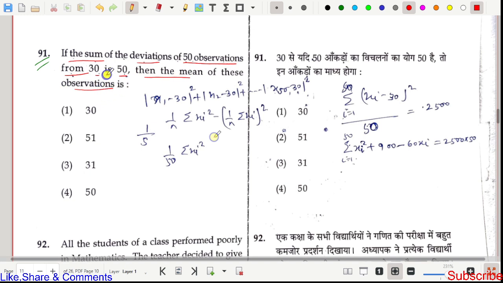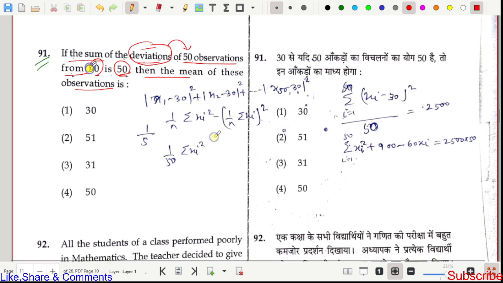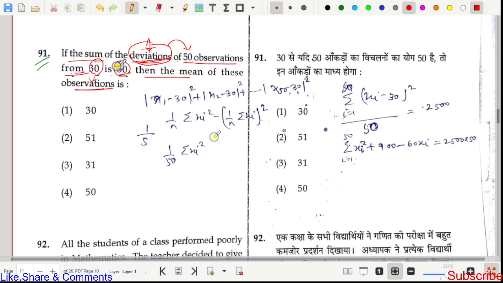So what is given? The sum of the deviations of 50 observations, and that sum is 50, where the deviation is taken from 30. We have to find the mean of these observations. When the term deviation is used, deviation means subtraction, subtraction from 30. In such questions, the deviation is taken from the mean, from some number, from the median, or from the mode, and that will be given in the question.